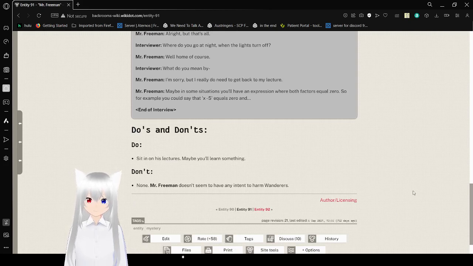Do's and don'ts. Do sit in on his lectures. Maybe you'll learn something. Don't: none. Mr. Freeman doesn't seem to have any intent to harm wanderers.